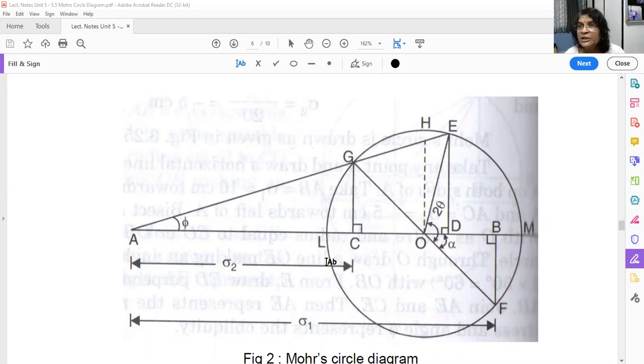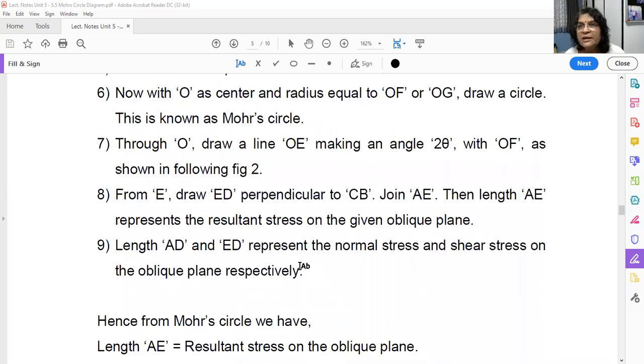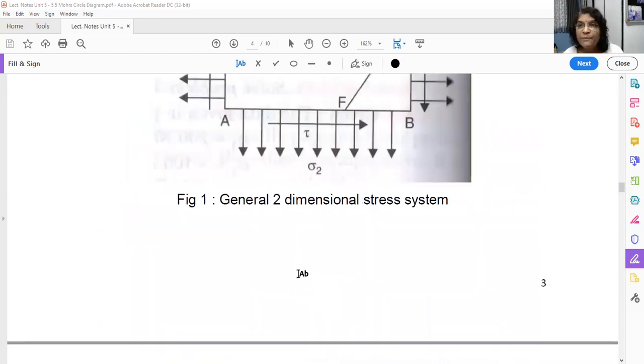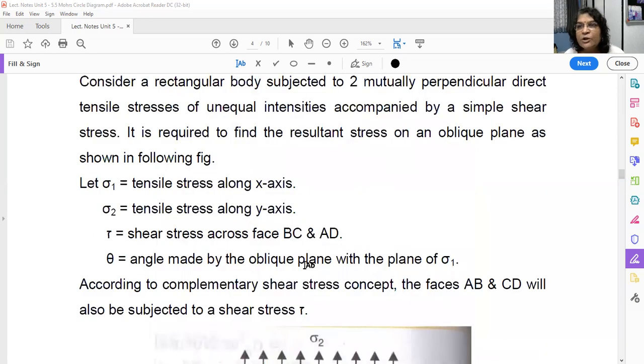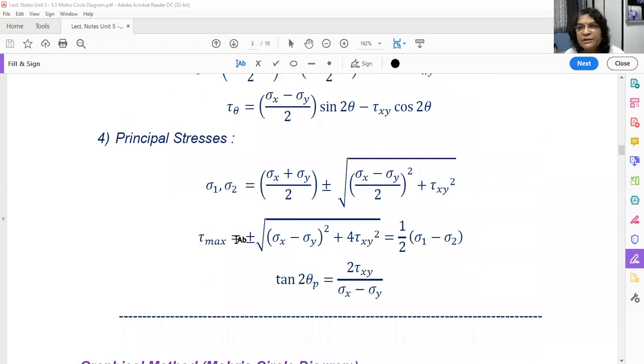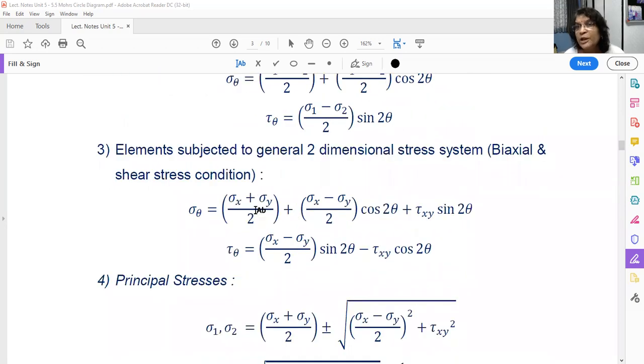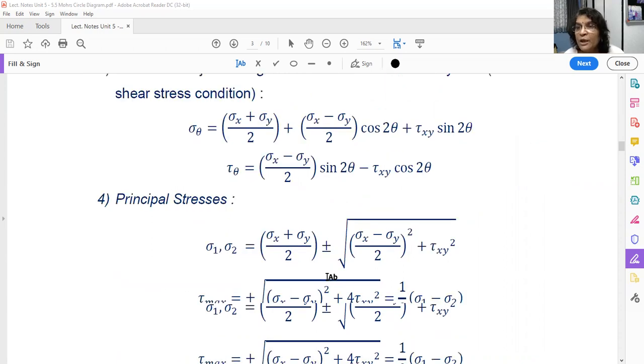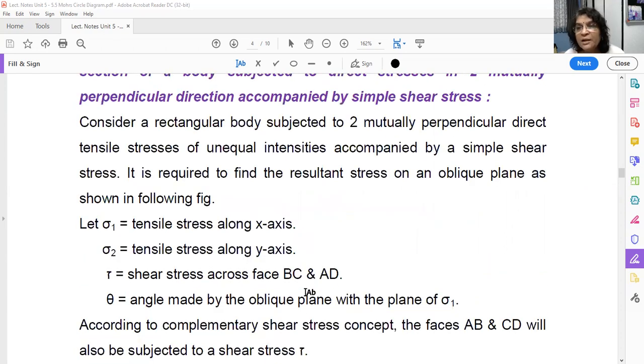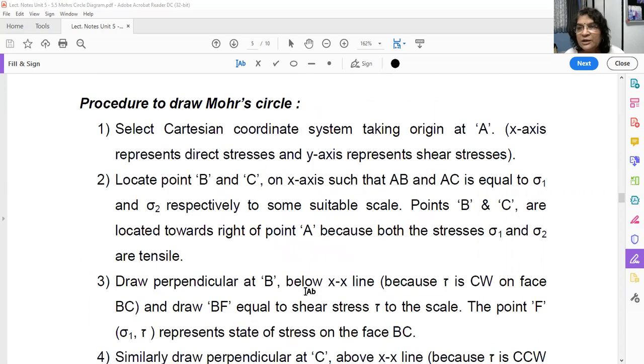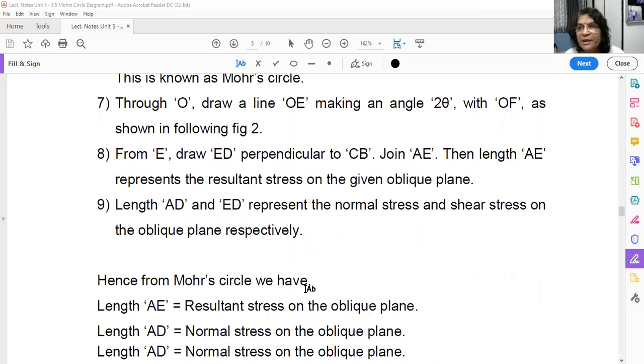Okay, so see what the formulas are here now. We have to prove that this is equal to this formula. These two formulae we now have to validate. There is a proof. Here, instead of sigma x, sigma y, we have used the notation sigma 1 and sigma 2. So these two formulae we have to verify, so that whatever the Mohr circle has given us will be correct.